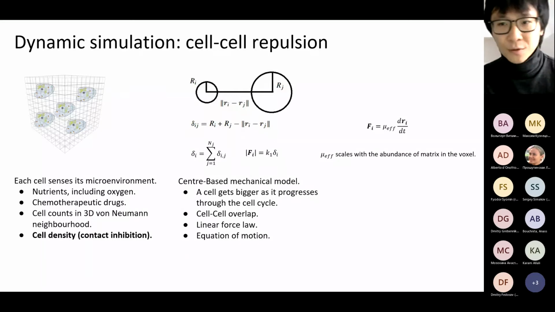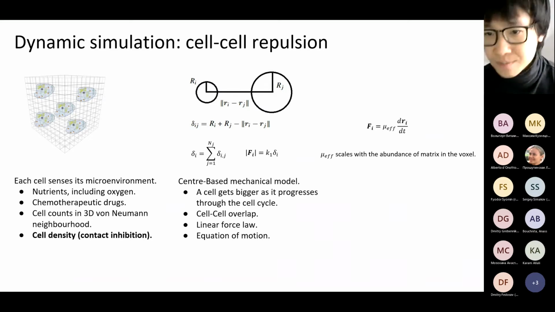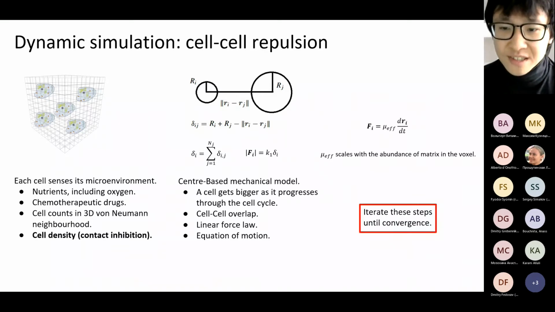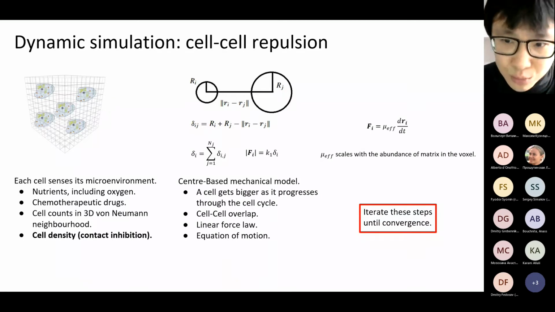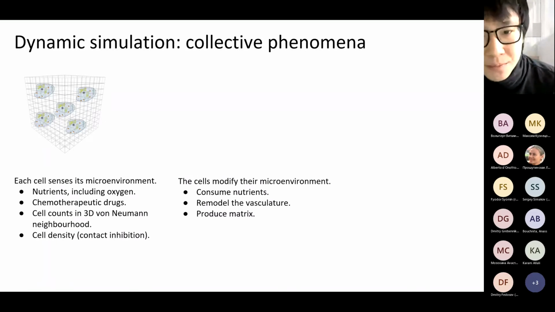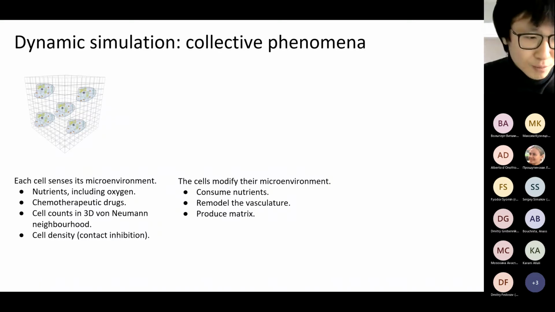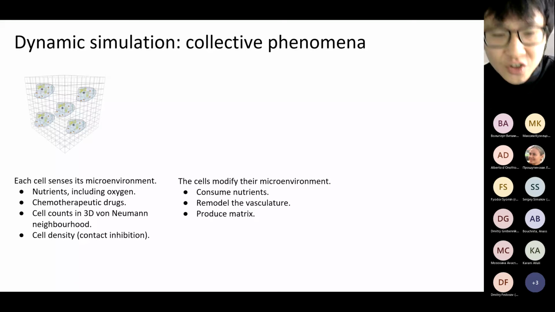And I plug the force into an overdamped version of Newton's second law to update its displacement, update its coordinates. And I iterate these steps until I get convergence. This is similar to molecular dynamics simulation. And finally, to finish the time step, I consider the cells collectively in order to modify the microenvironment. If there are a lot of cells, then oxygen and nutrients will be consumed at a high rate, and the cells can remodel the vasculature and produce matrix.